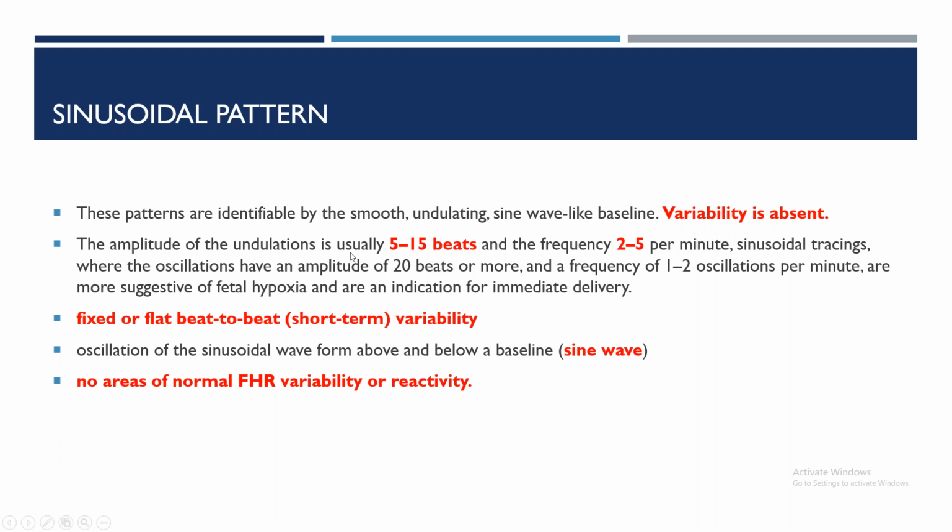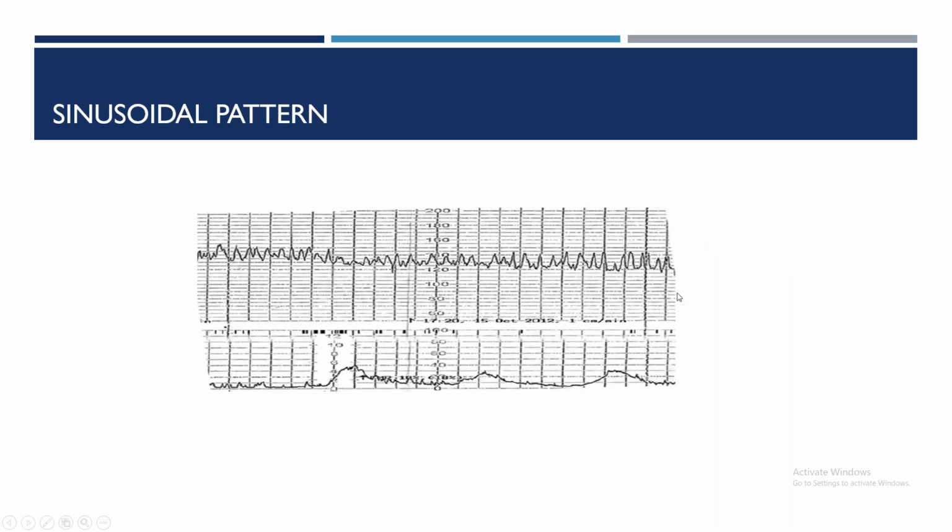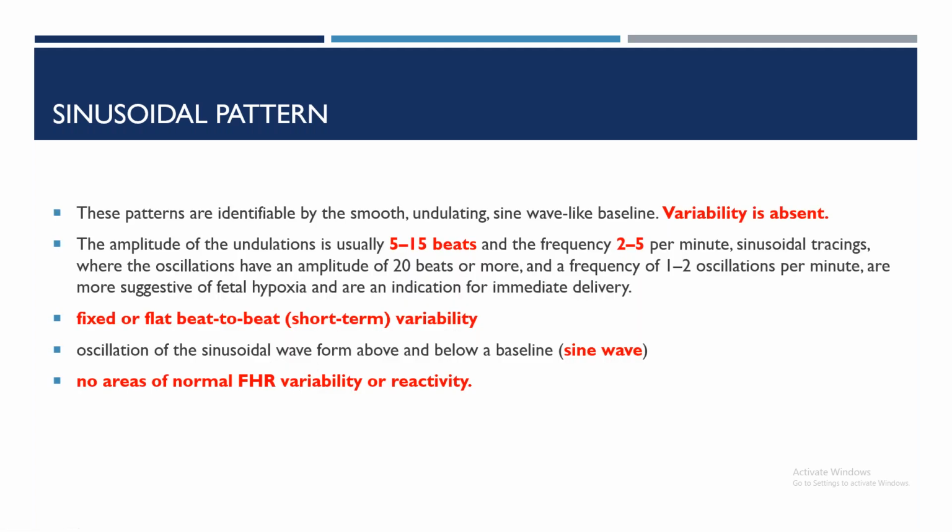So what is the true sinusoidal pattern? The amplitude of undulation is usually 5 to 15 beats, and the frequency is 2 to 5 per minute. Here, can you see the amplitude is around 10 to 15 beats? This is 140, so it is going from 130 to 145. And every minute, see, this horizontal square is 1 minute, so in one square you can see 2 to 3 oscillations. So this is a true sinusoidal pattern: absent variability, amplitude of oscillations 5 to 15 beats, and 2 to 5 oscillations per minute.